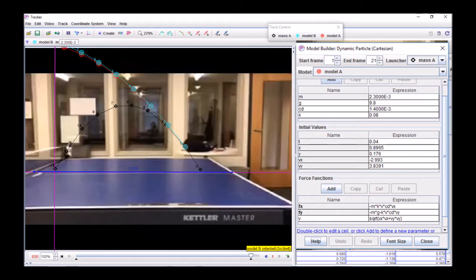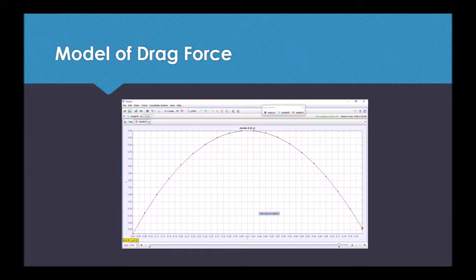In this model, as you can see, the model line parabola does match closer to the original parabola of our ball compared to the original model, which is the blue one. But as can be seen, there's still a large difference between the original parabola motion of our ball and the model. This shows model drag force.